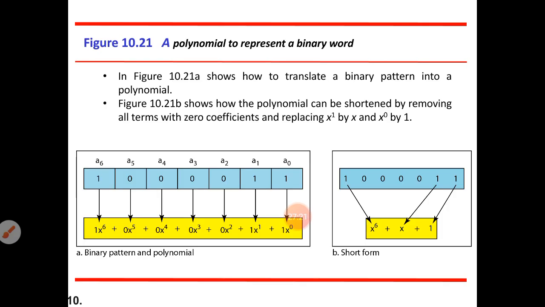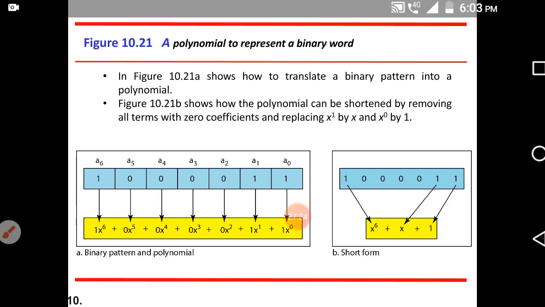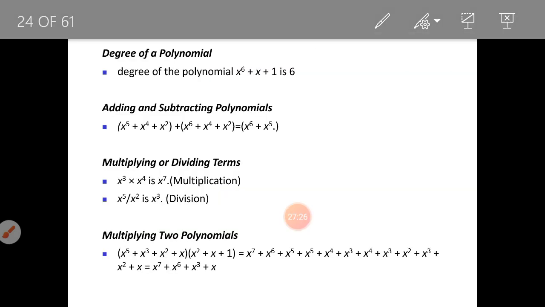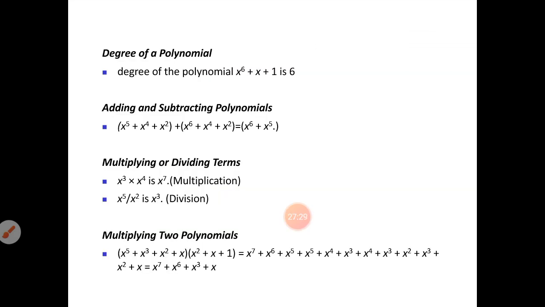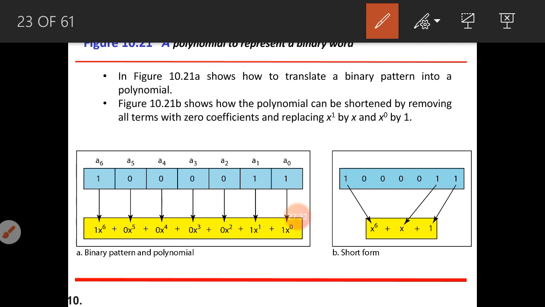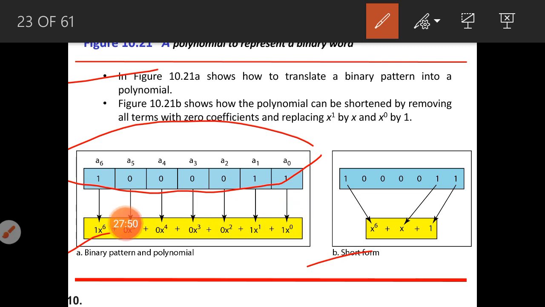We will see one example here. They have given two figures here, A and B. In A, they have shown how to translate a binary pattern into a polynomial. The first one is the binary pattern, and the second one is how we can translate that binary pattern into the polynomial. So here what happened?